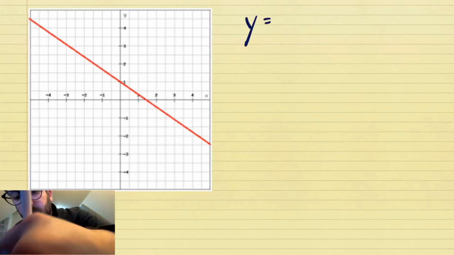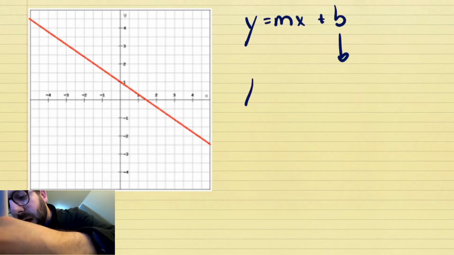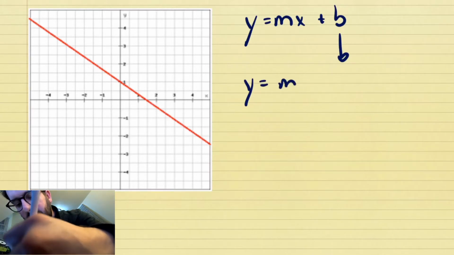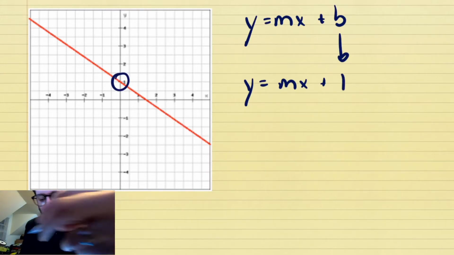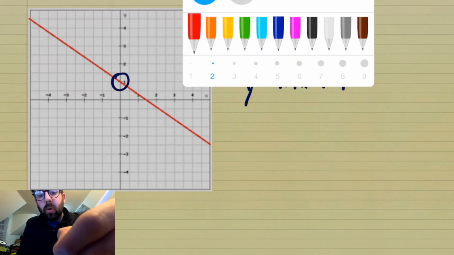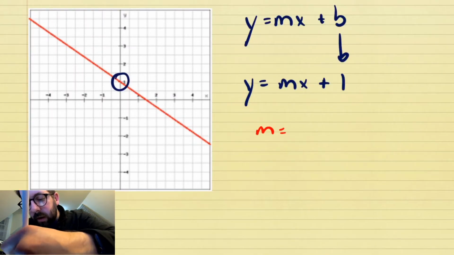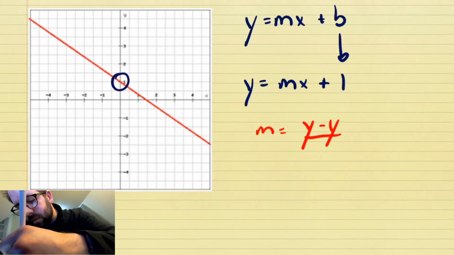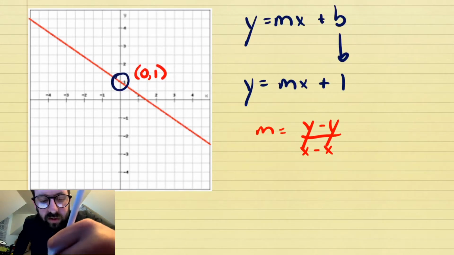Okay, so again, y equals mx plus b. The b part is where I hit the y-axis, so you're probably already looking at my graph and saying, okay, where did Mr. Ward hit? He hit right at the number 1, so I'm going to put a +1 there. I've got to find my slope. My formula is y minus y, x minus x. Now I've got to come up with my coordinates. This first one was 0, 1, so that's kind of nice.